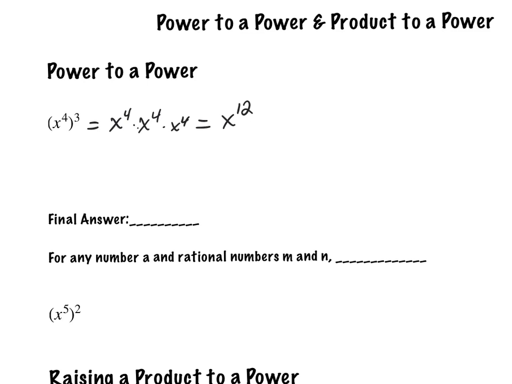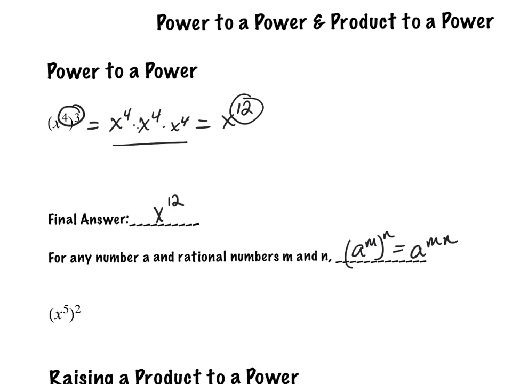So there's a relationship here so that I don't have to do this middle step every time, right? How do the 4 and the 3 relate to the 12? I multiply them, right? 4 times 3 is 12. So my final answer is x to the 12th, and then I can write this rule: if I have a number raised to a power, and then I raise it to another power, all I have to do is multiply the exponents, right? So a to the power of m times n.